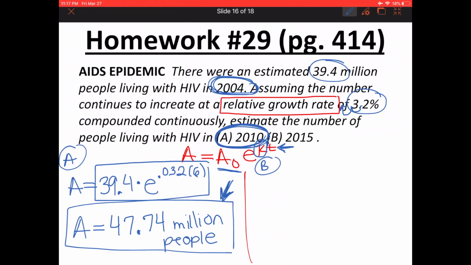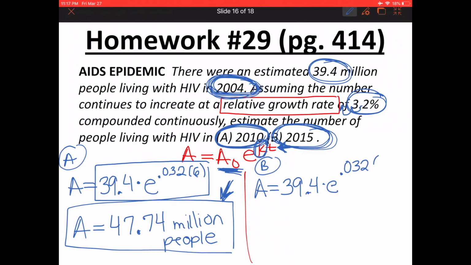So now let's go to example B. Let's set up that equation. A equals A sub 0. Again, my starting amount is 39.4. So I put 39.4 times E. My rate is still 3.2%, so writing that as a decimal is 0.032. The time that has passed. In example B, I'm in the year 2015. So if I started in 2004, how much time has passed? 11 years. So that is what I'm going to enter into my calculator, this equation right here.